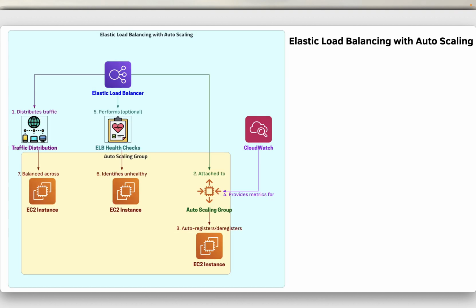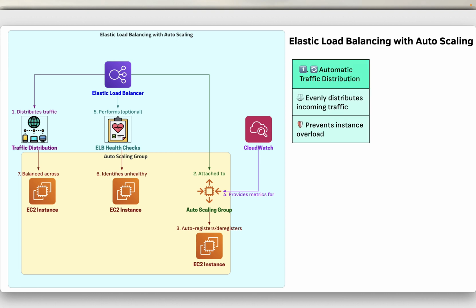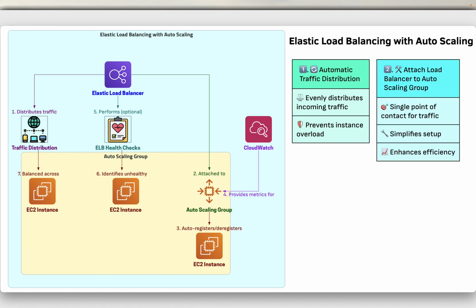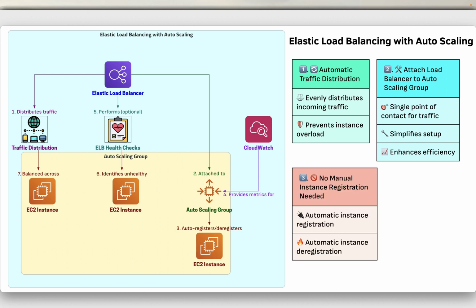Elastic Load Balancing with Auto Scaling. So first one is automatic traffic distribution. It distributes incoming application traffic across all EC2 instances evenly, preventing any single instance from being overwhelmed. Attach load balancer to Auto Scaling group. This simplifies setup by acting as a single point of contact for incoming web traffic, enhancing efficiency. No manual instance registration needed. The instances launched or terminated by the Auto Scaling group are automatically registered or deregistered with the load balancer.